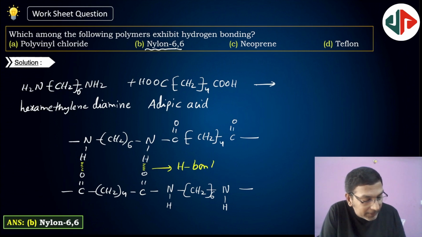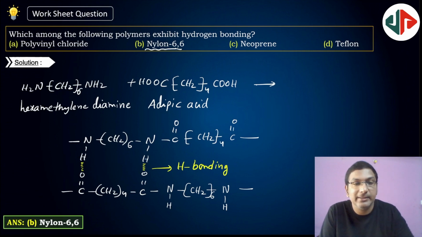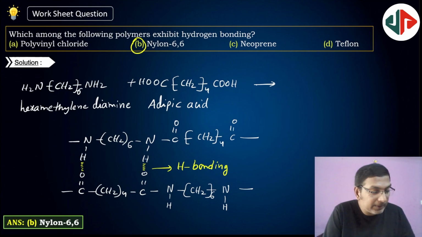Very, very important. So hydrogen bonding is possible between two linear chains. Therefore option B. So nylon 6,6 contains hydrogen bond.